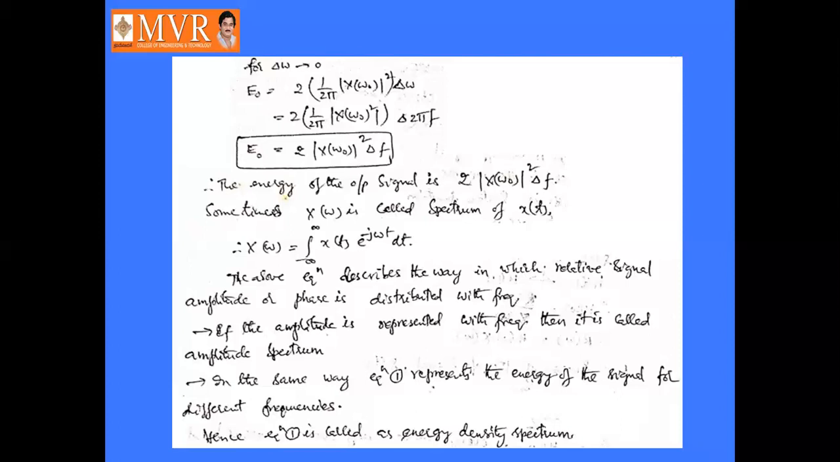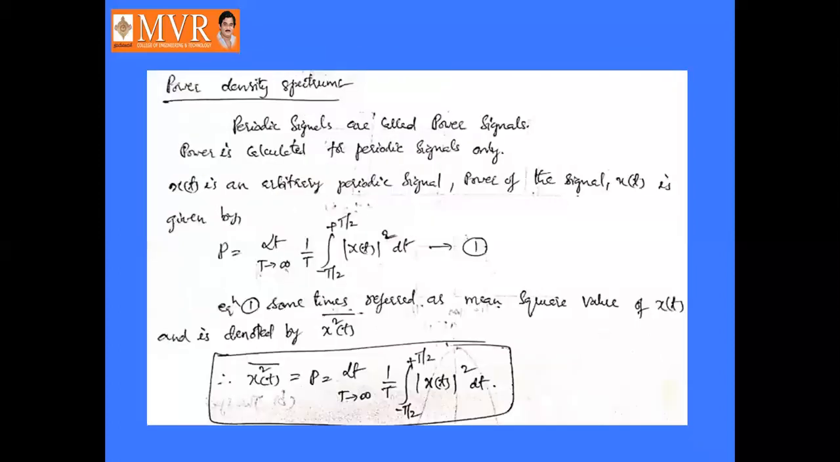Sometimes X(ω) is called the spectrum of x(t). Therefore, X(ω) = ∫ from −∞ to ∞ x(t) e^(−jωt) dt. The above equation describes the way in which a relative signal amplitude or phase is distributed with frequency. If the amplitude is represented with frequency, then it is called the amplitude spectrum. In the same way, equation 1 represents the energy of the signal for different frequencies, and equation number 1 is called the energy density spectrum.